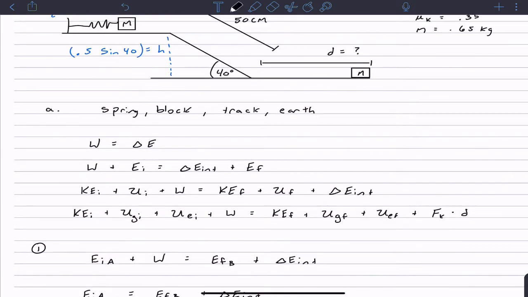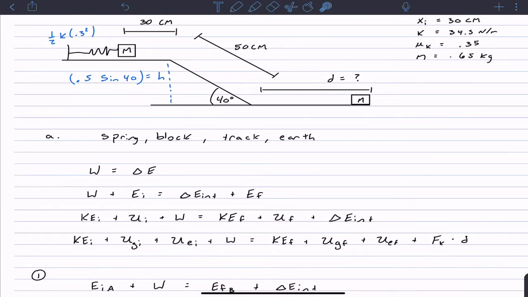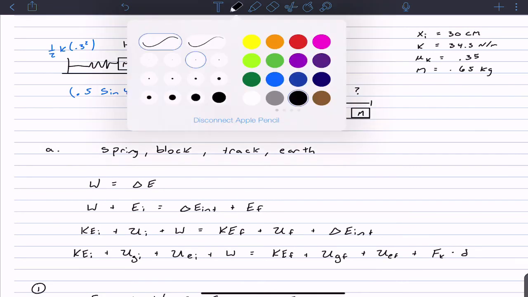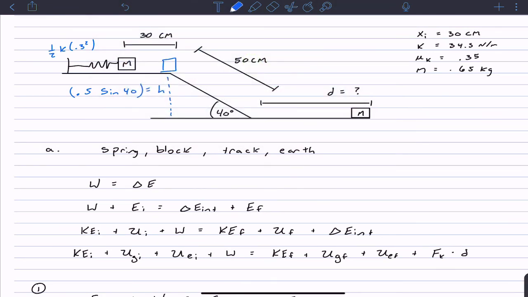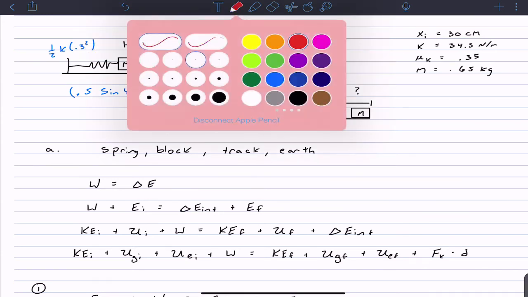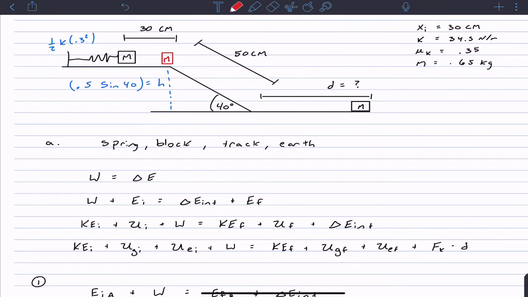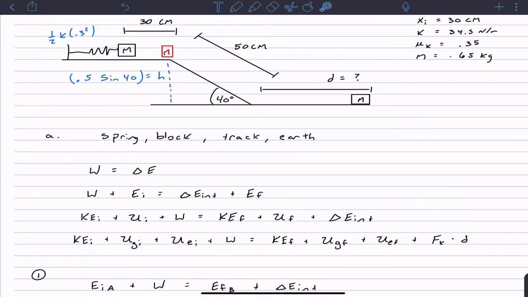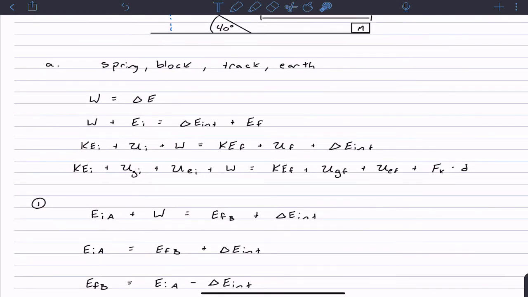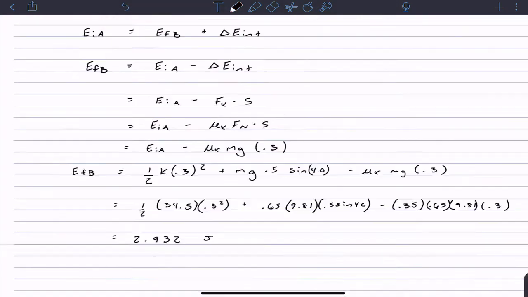And so that's going to be how much energy is stored in the block at this point here, like right at the top of the ramp. So here, let's use a different color. We use blue a lot. Let's go with red. So here, this block has energy 2.932 joules stored in it, just right here. And it's traveling, right? But this is the total energy. So we're going to use that. This is the initial energy now. We're going to use that to find the distance.